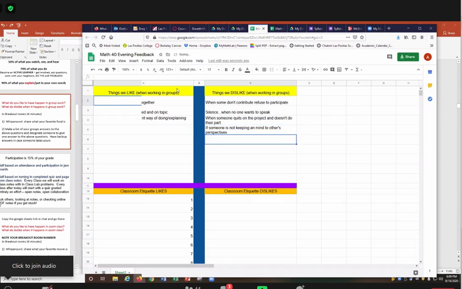Great, that's really important. It's really important in group work that you're open to what other people are saying and you're considering other options and other ways of looking at things. Super important.